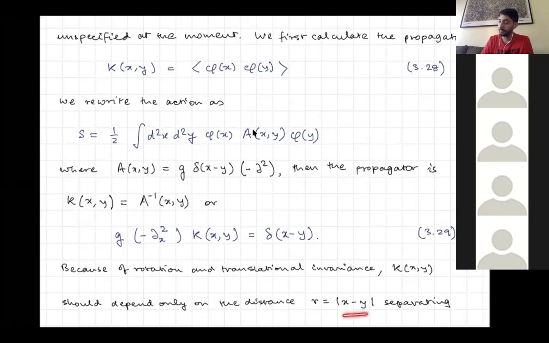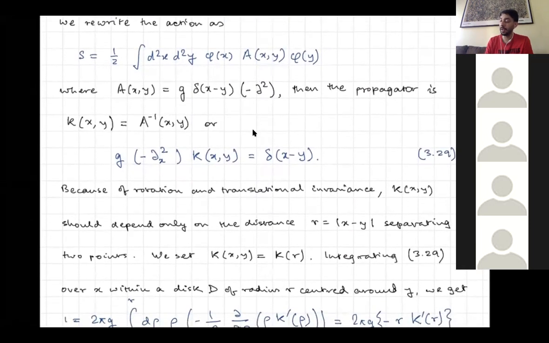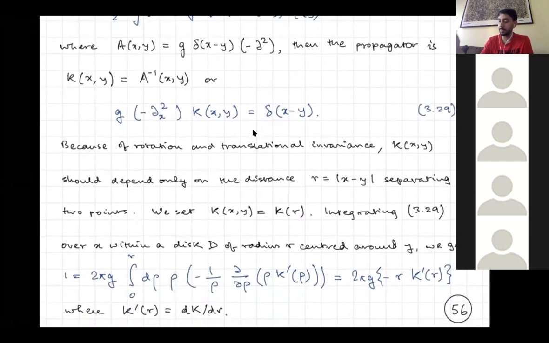So that's why we're going to put K(x,y) equal to K(r), and then we can integrate 3.29 over x, on a disk of radius r which is centered around y. Once you do this, what you're going to find is simply this equation out here.